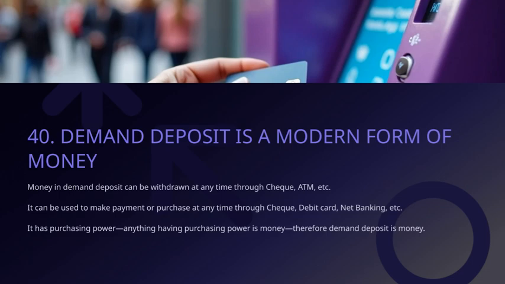The money stored in your demand deposit account can be withdrawn whenever you need it, whether through a check, ATM, or other methods. So, to sum up, demand deposits are a key modern form of money because they give you instant access and the ability to use your funds for transactions whenever you want. This flexibility and accessibility make demand deposits a fundamental part of our financial system today.